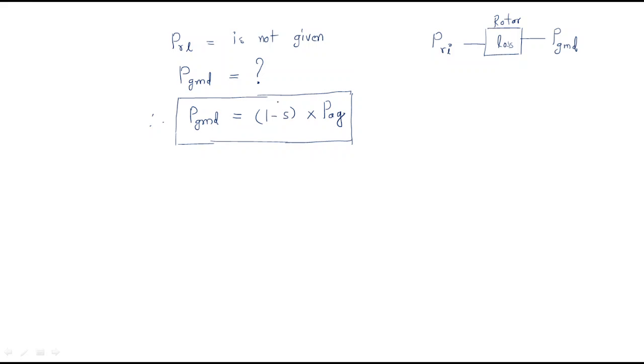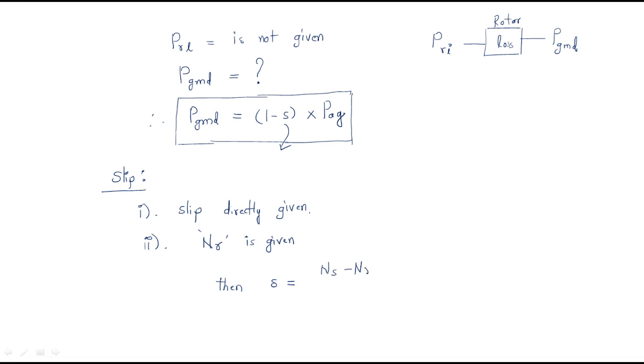So by using that formula, we can directly find out the gross mechanical power developed. We have one unknown, that is the slip, and we can find the slip by many methods. First, sometimes in the question the slip is given directly, no problem at all. In the second case, sometimes the rotor speed is given. That time we can find the slip: S equals (Ns minus Nr) by Ns.